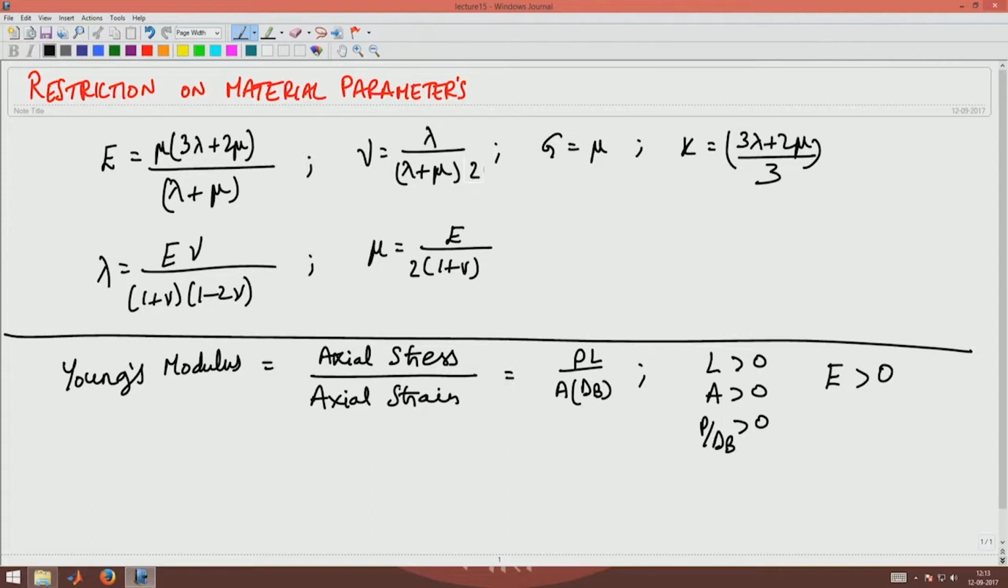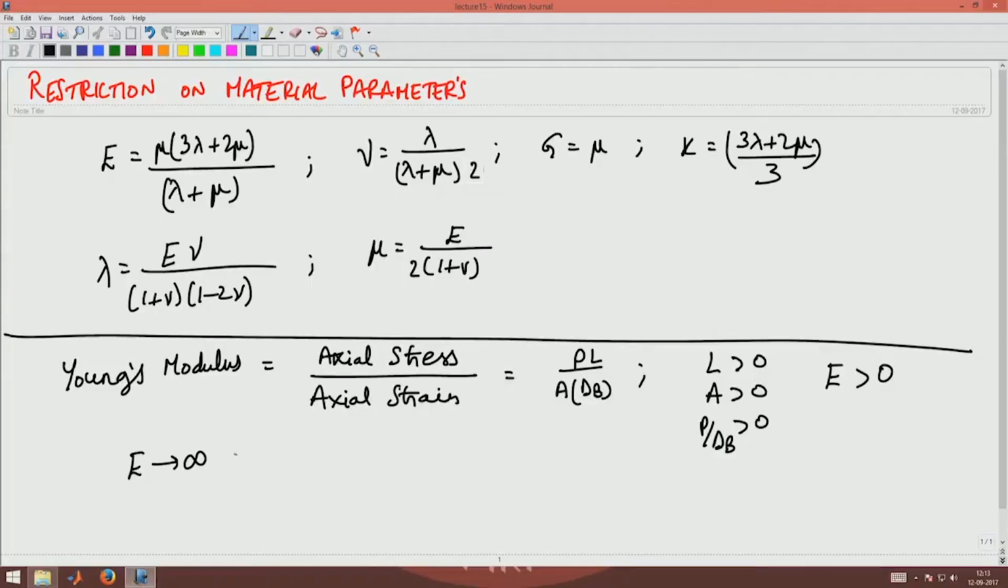From these restrictions you find that Young's modulus has to be a positive number. Now the question is, can Young's modulus tend to infinity? If Young's modulus tends to infinity, what you are saying is, even though I am applying an axial stress, tensile or compressive, there is no strain developed. That is the meaning of E being infinity, which is a rigid body.